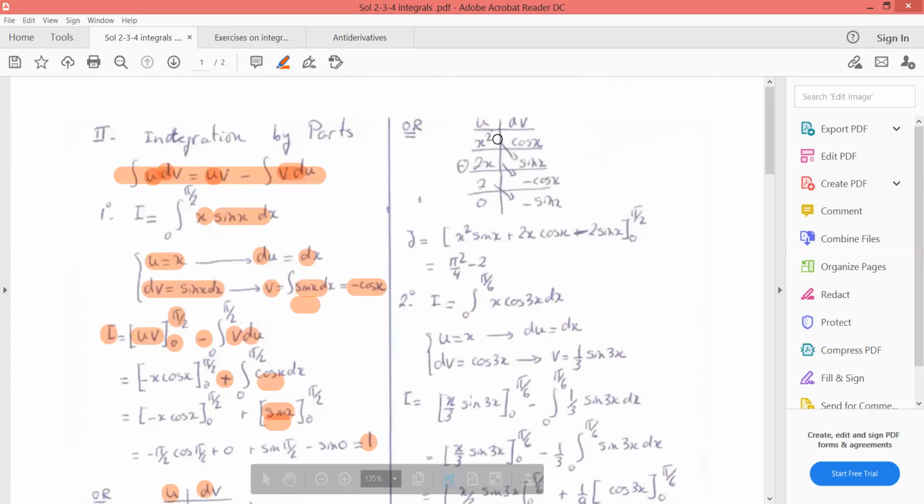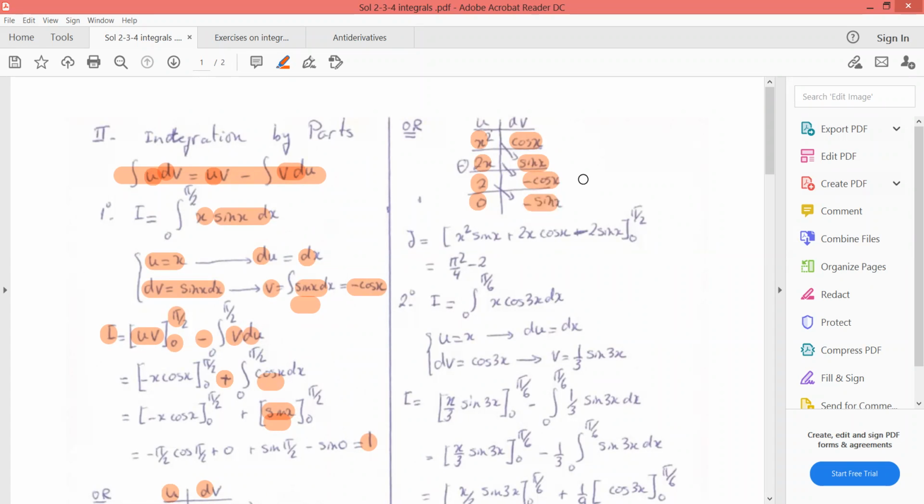Here is x squared cosine x. I take u the polynomial part, which is x squared. I make the derivative of x squared, it is 2x. Once again, the derivative of 2x is 2, and the derivative of 2 is 0. Whenever we reach 0, we stop. I take dv, the trigonometric part, which is cosine x. The integral of cosine x is sine x. Then the integral of sine x is minus cosine x. And then the integral of minus cosine x will be minus sine x.